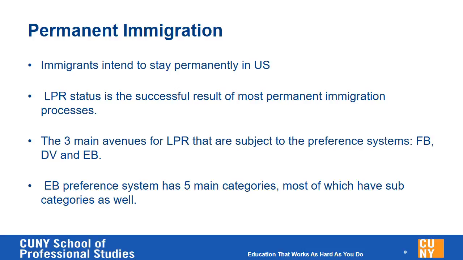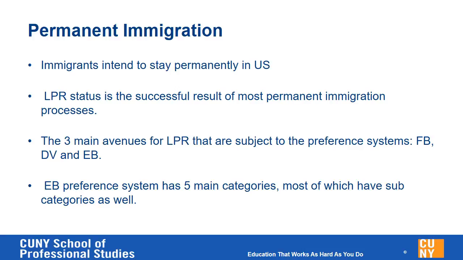There are three main avenues and many other smaller ones, but the main avenues are family base, diversity lottery, and employment base. From these three, the diversity visa is about 50,000 a year, and the employment base and family base share almost 480,000 applicants for green card.